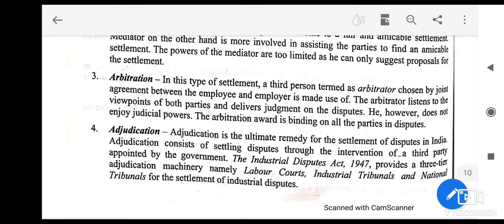Third, arbitration. In this, a third person termed an arbitrator listens to the viewpoints and reaches an agreement. The arbitrator is chosen from the employee or employer and he or she does not enjoy any judicial powers. Last method is adjudication, where a third party who is appointed by the government solves disputes.